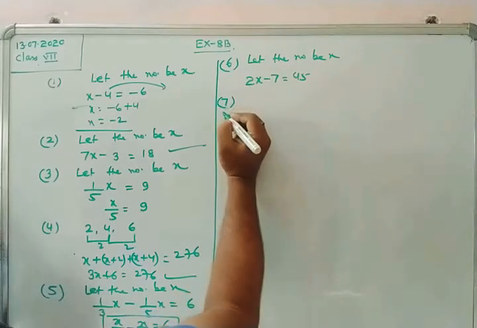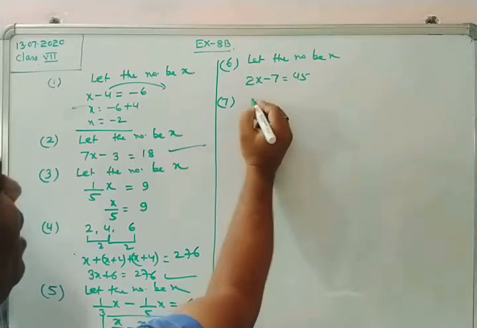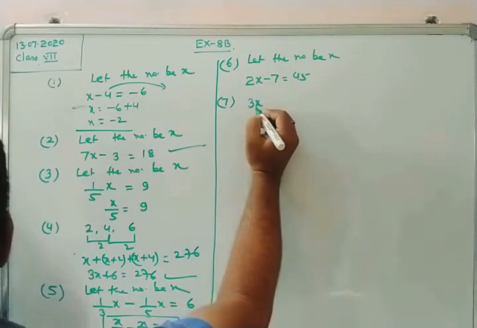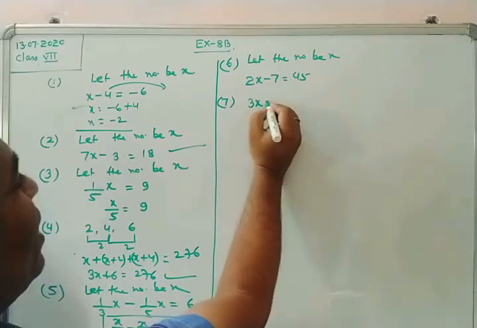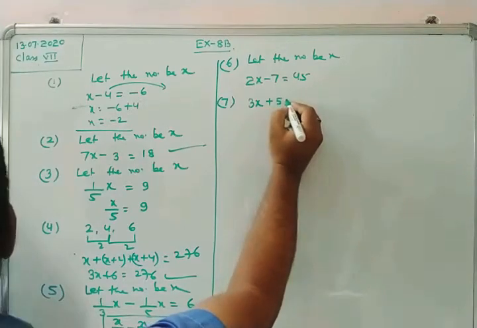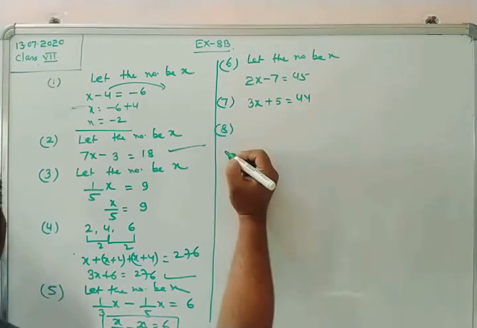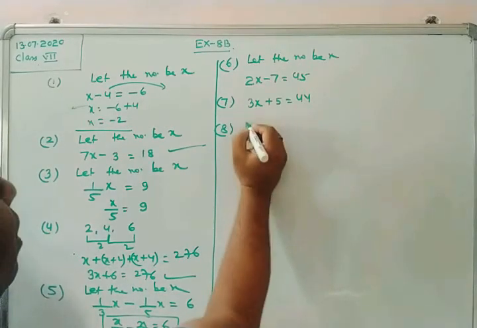Question number 7. Thrice a number when increased by 5. Again let the number be x. So thrice means 3x. A number, that means x, increased by 5. Increase means plus 5 equals 44. Question number 8. The sum of 1/3 of a number and 15.